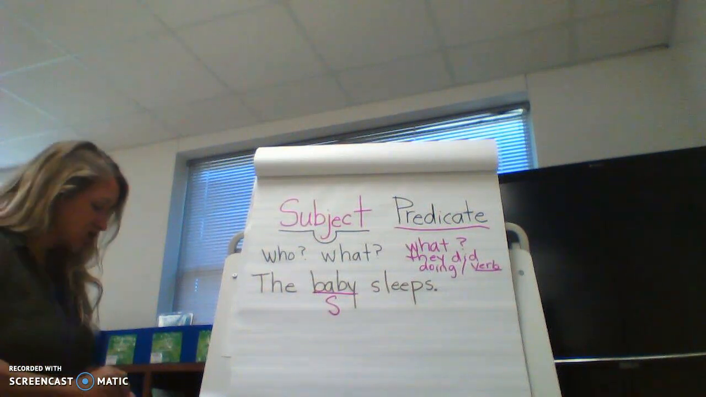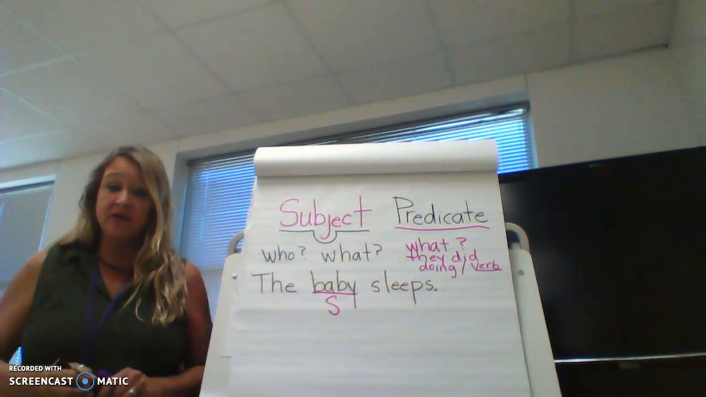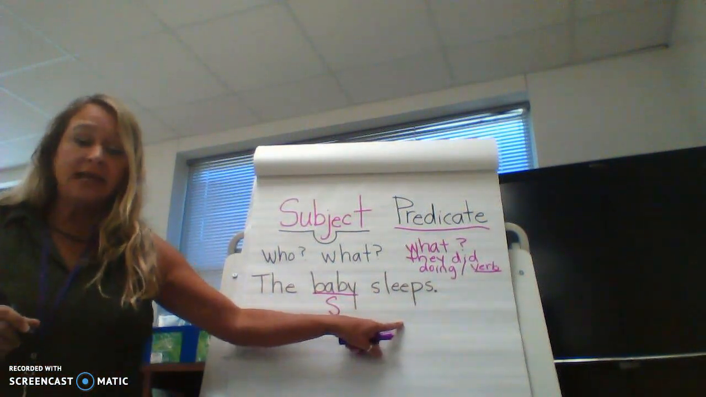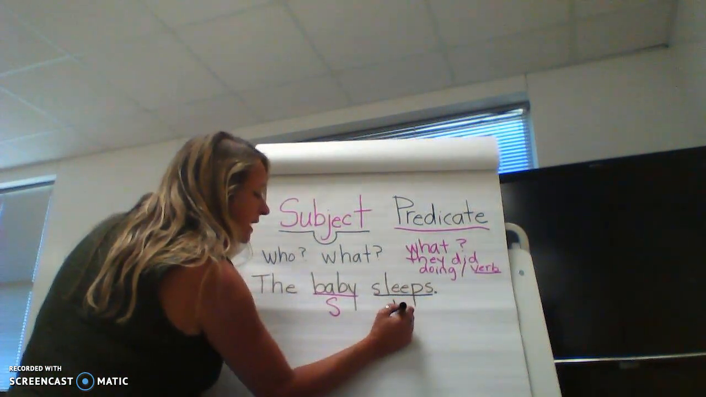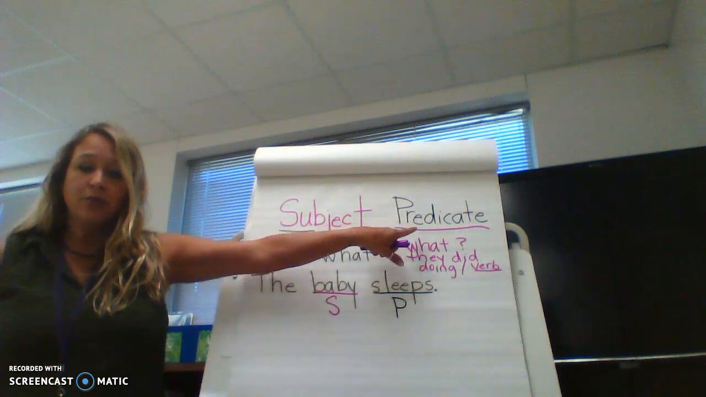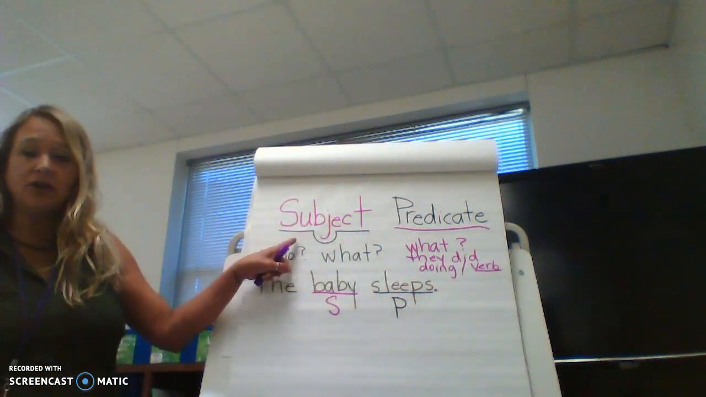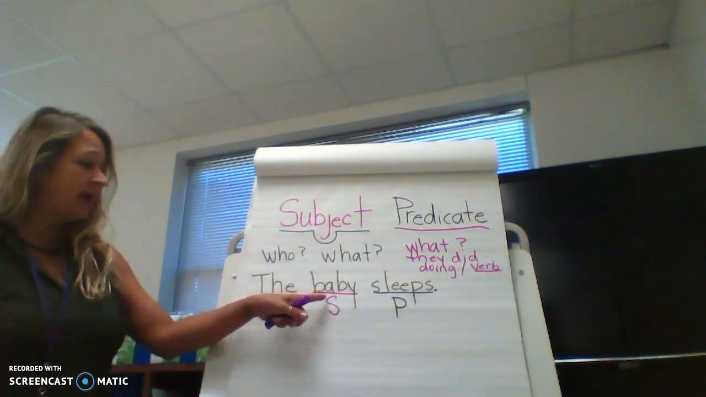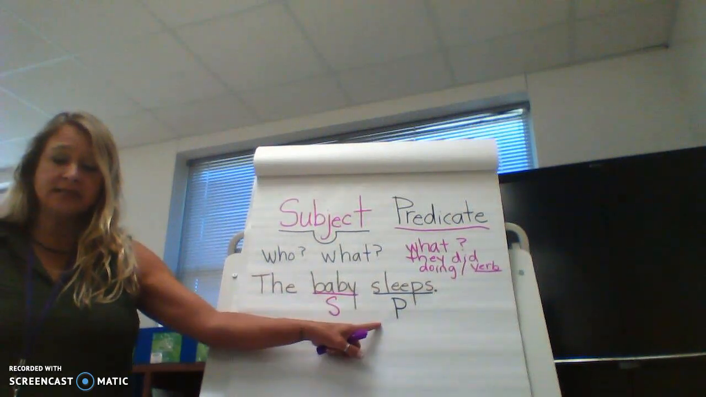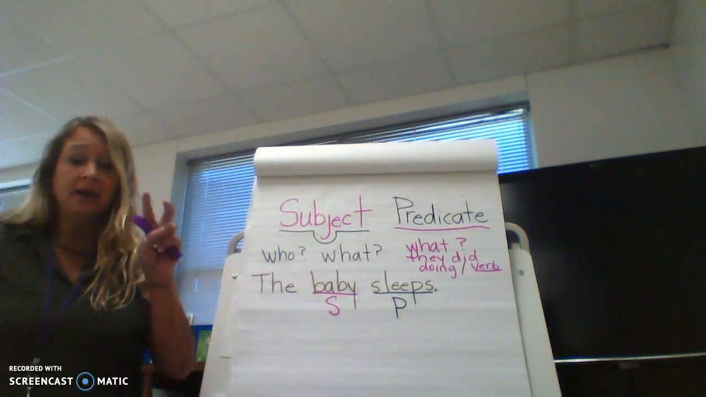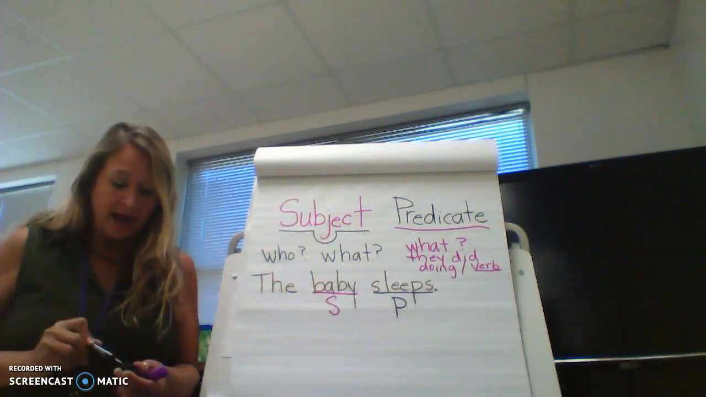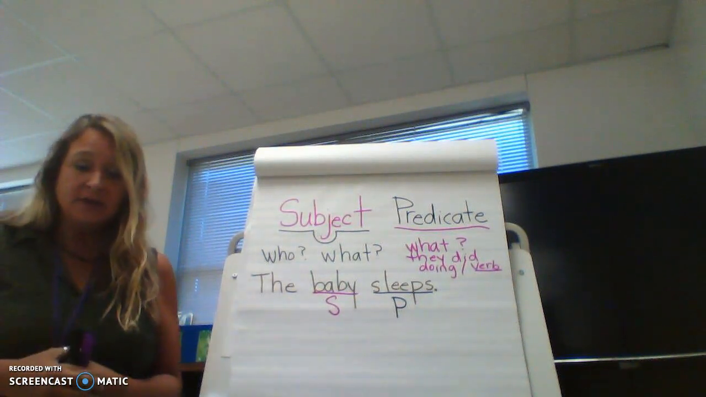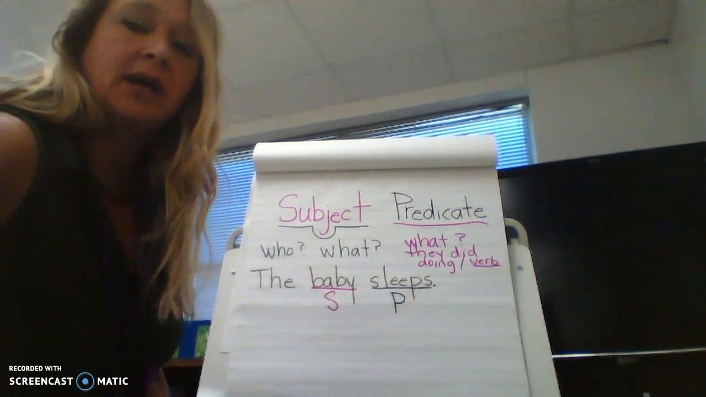Now, to make sure it's a complete sentence, I need to know what the baby did. So what did the baby do? The baby sleeps. Correct. So sleeps is the predicate. This is the who or what. This is the doing. What did they do? So the baby, what did the baby do? Sleeps. Who sleeps? The baby. You have those two parts, you have a complete sentence. Okay? If you're missing any of those, then you don't have a complete sentence, right? Okay, let's try one more.